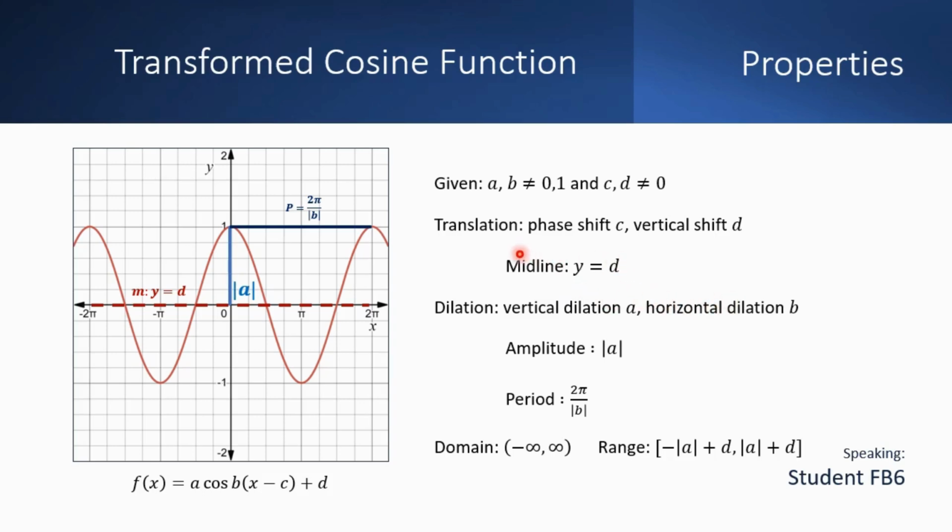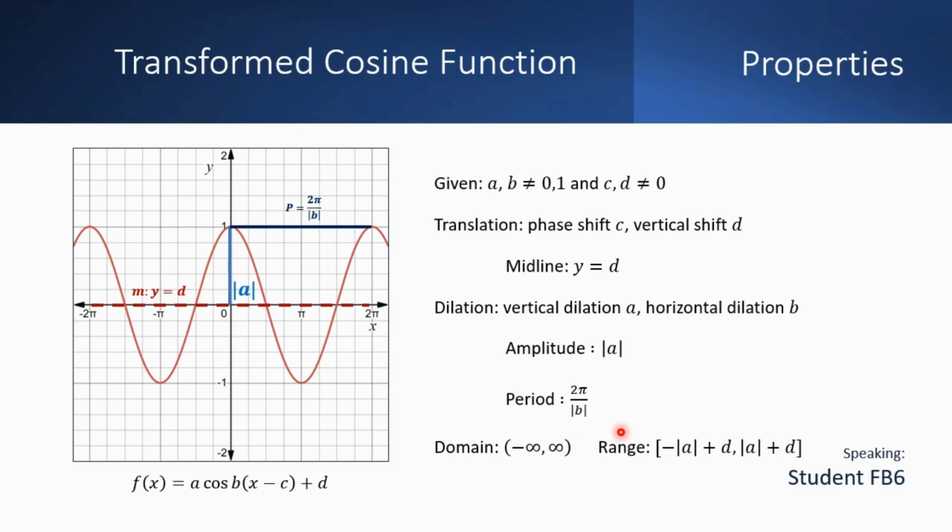Now, there will also be dilation, vertical dilation brought upon by the value of a, and horizontal dilation brought upon by the value of b. Since there is a stretching and shrinking that will be happening, the amplitude will change according to the absolute value of a, and the period will extend or compress depending on the value of b.